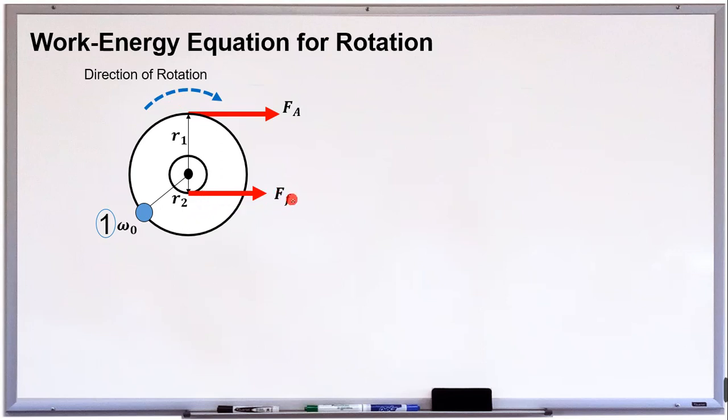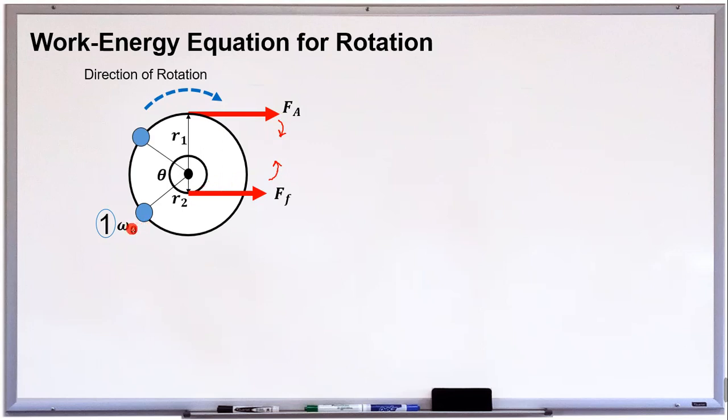So we have a frictional force right here, F_F, with moment arm equal to R2. As you can see, if we take the moment of this frictional force, the direction of this moment is counterclockwise, whereas the applied moment is clockwise. So this frictional force opposes the moment of this applied force. That is why it will change the angular velocity of this object.